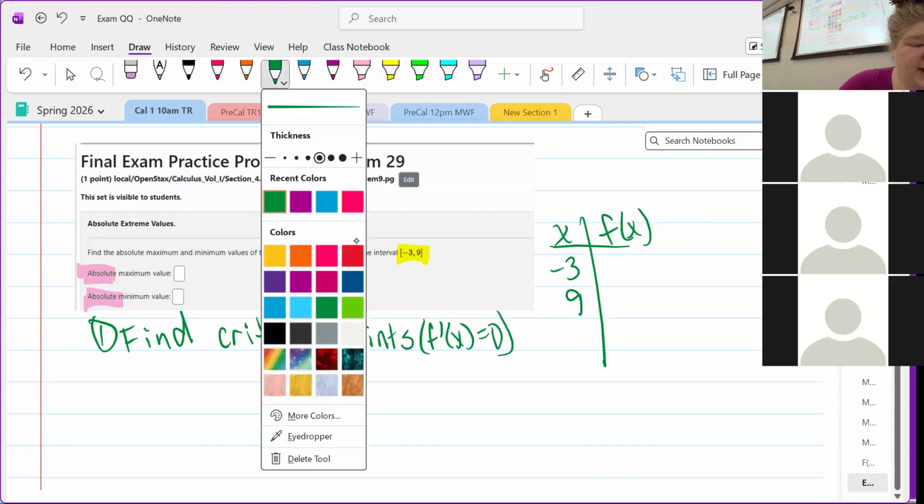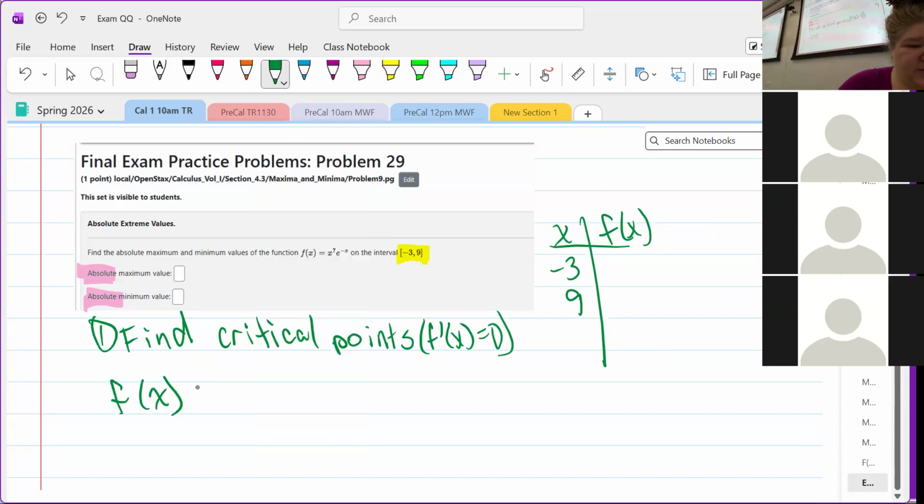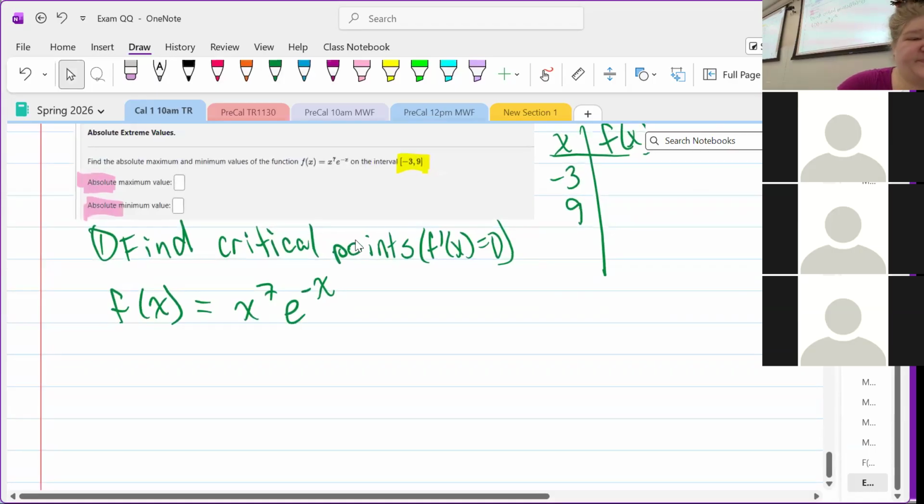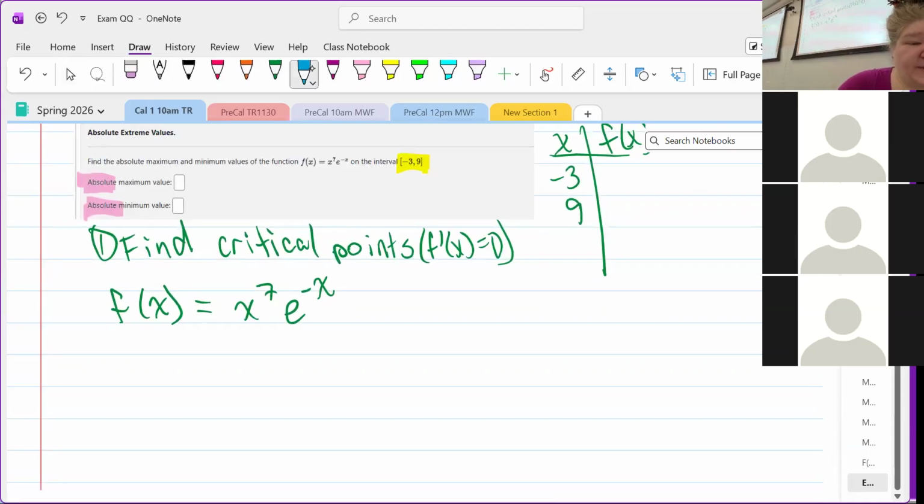So that means we've got to start with our crazy function, which for this one is x to the 7th times e to the -x. And we're going to take the derivative of this. So x to the seventh times e to the negative x. This is a product rule.